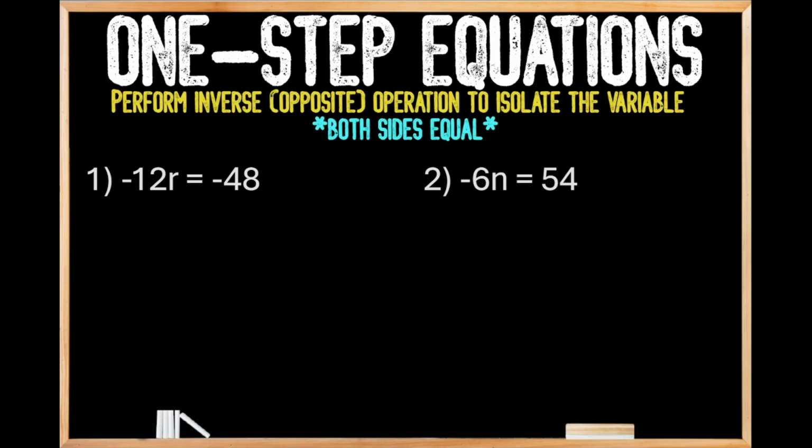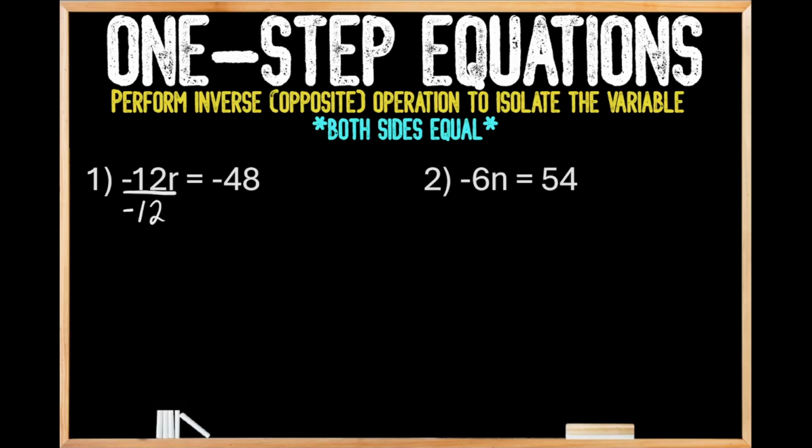Here we have negative 12r, and since there's no operation between our number and our variable, it tells us that we're going to be multiplying. And the inverse operation of multiplication is division, so on the left-hand side of this problem, we're going to be dividing it by negative 12.